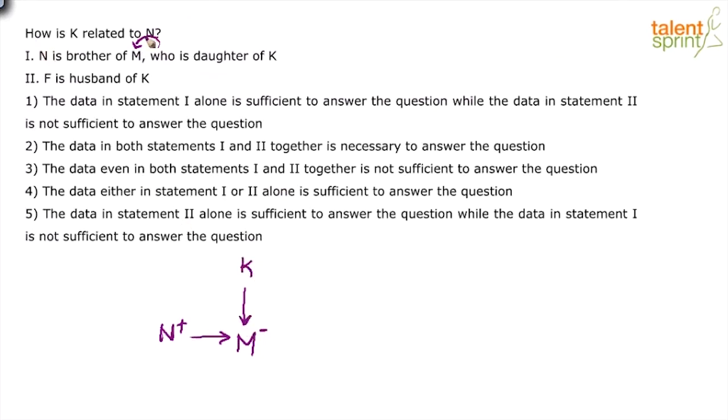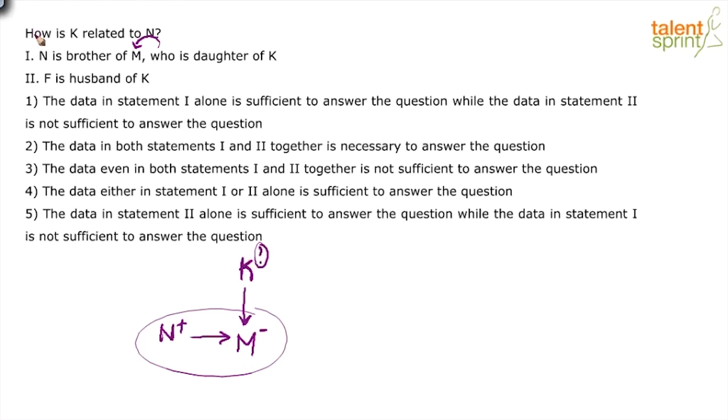So how is K related to N? Look at this. N is the brother of M. Who is the daughter of K? So basically N and M are siblings, brother and sister, and they are the children of K. N is the son of K. M is the daughter of K. But is K the father or mother? Not known to us. Gender of K is not known to us. But is K the father of M or the mother of M is not very clear.